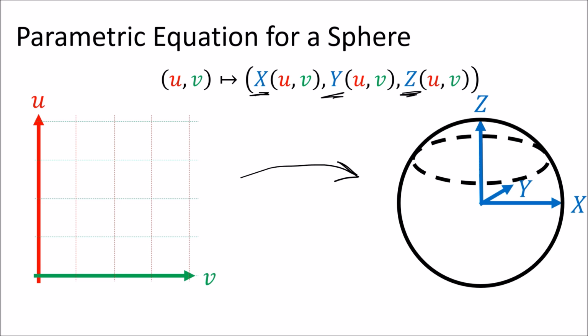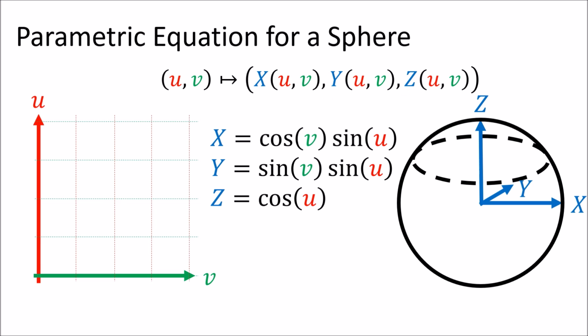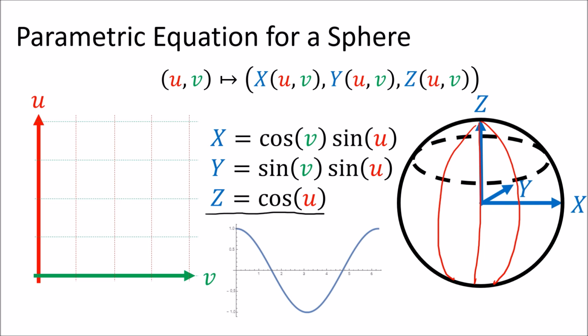For this example of the sphere, the transformation equations are here. These might look a bit complicated, but if you look at this Z equation, Z is equal to cosine of U, this is basically saying that the U curves are the lines of longitude. If you remember the graph of cosine, when U is equal to 0, cosine of U is equal to 1, which is up here at the North Pole where Z is equal to +1. As we increase U all the way to pi, we end up decreasing cosine of U all the way to -1. And Z equals -1 is at the South Pole here.